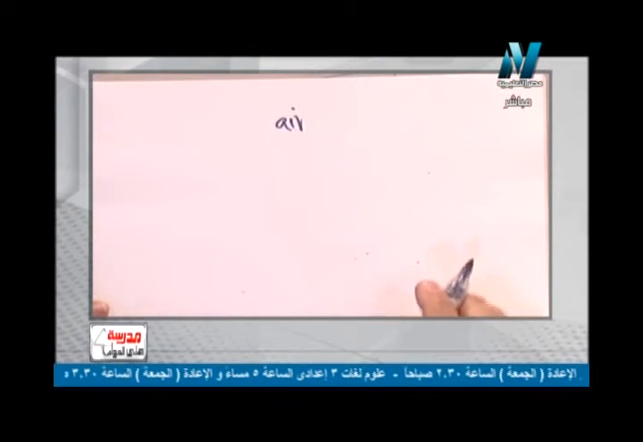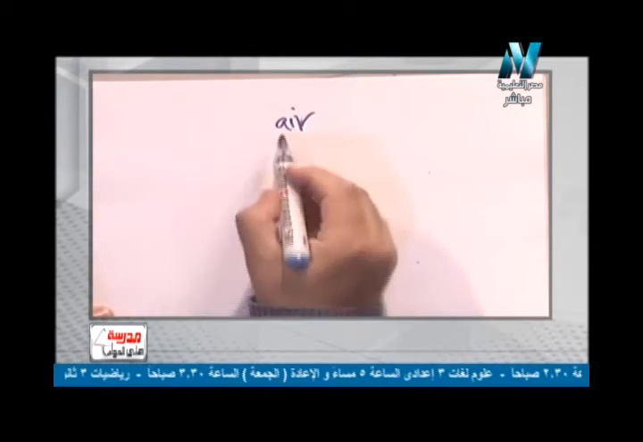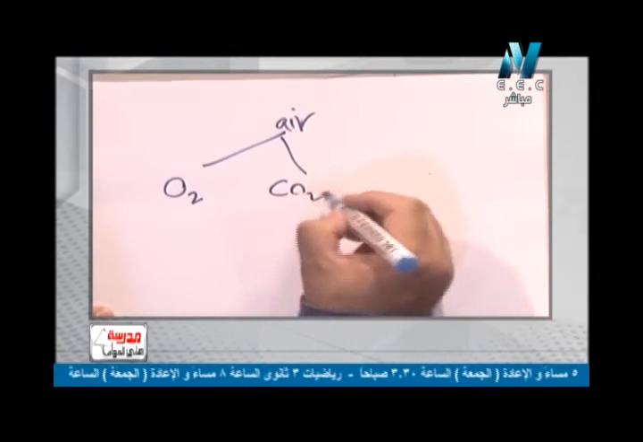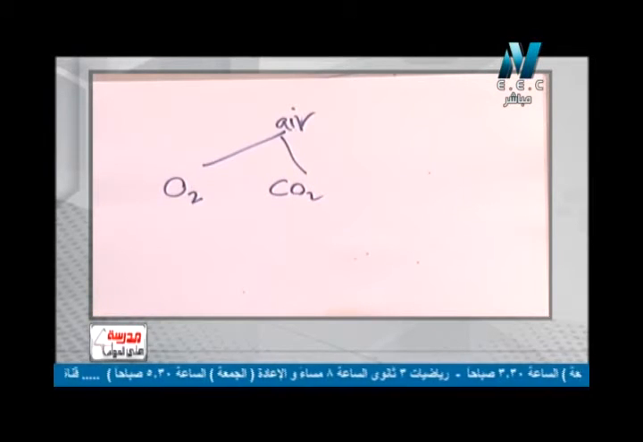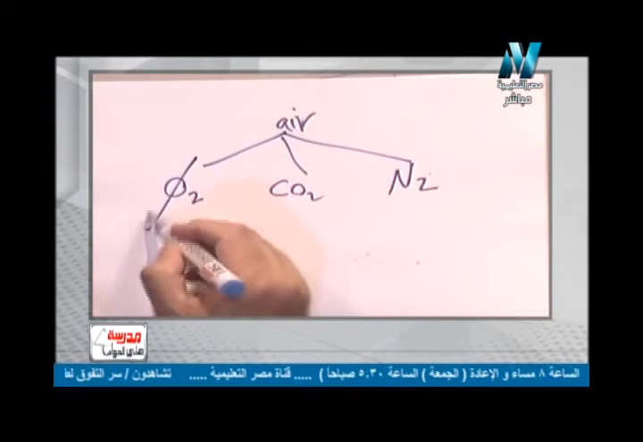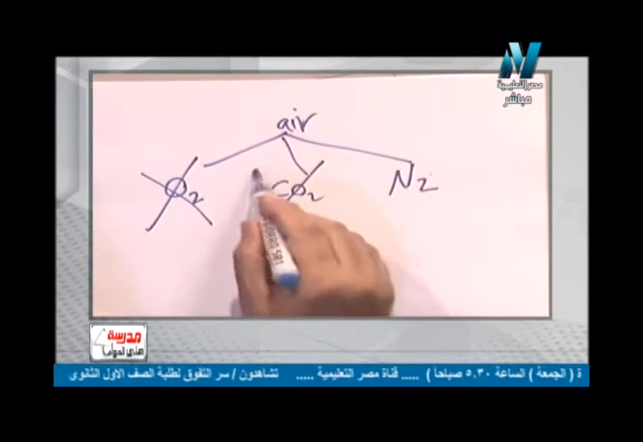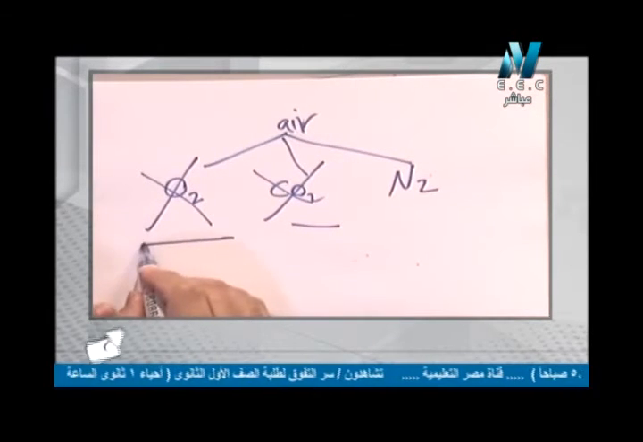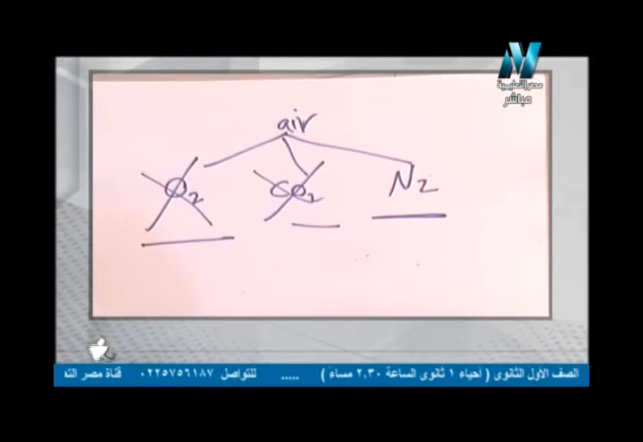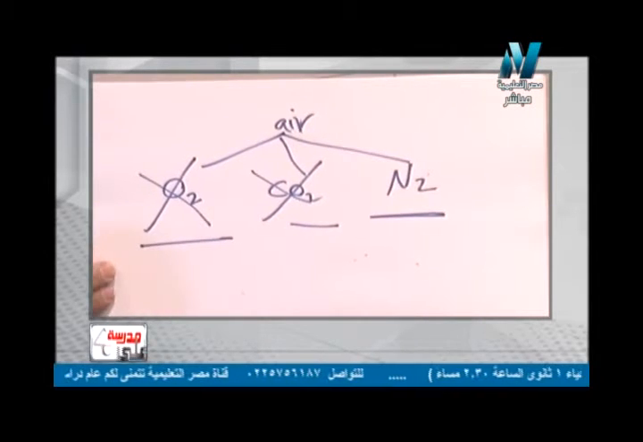So here let me explain how to prepare nitrogen gas from air. Look here, air contains oxygen gas, carbon dioxide gas in a very small amount, and also nitrogen gas. So if I remove oxygen gas and carbon dioxide gas from the air, I will have at last nitrogen gas. So how can I prepare nitrogen gas in the lab? That's our experiment today.